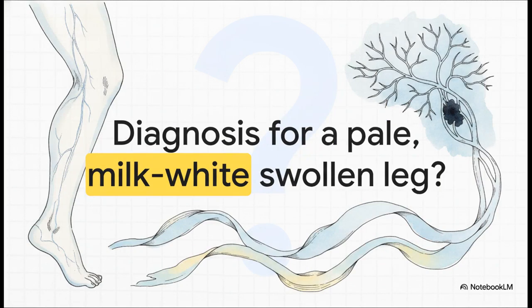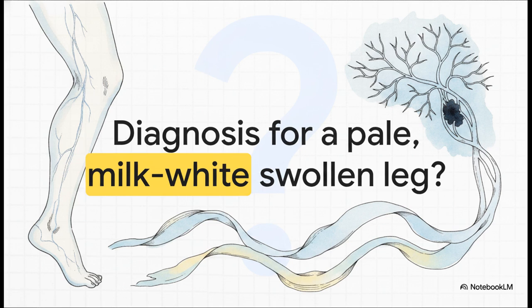Question 7. We have a 28-year-old female, 4 days post-op, presenting with severe leg swelling and a pale milk-white appearance. What's the diagnosis? A, phlegmasia alba dolens, B, phlegmasia cerulea dolens, C, superficial thrombophlebitis, or D, acute arterial embolus? Lock it in, it's A, phlegmasia alba dolens.